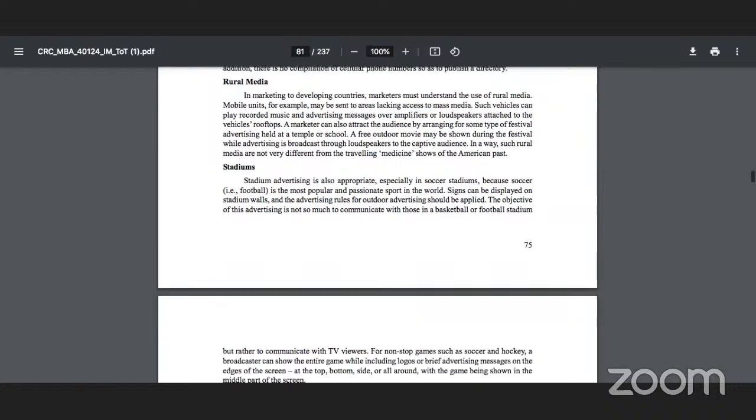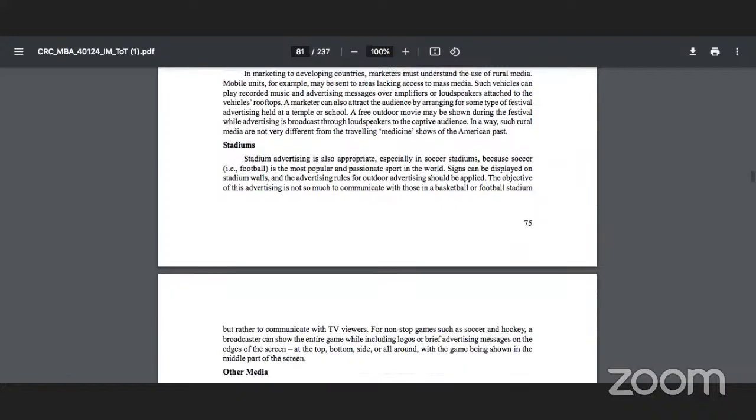In a way, such rural media are very different from the traveling medicine shows of the American past. But we don't have much of them. But we did have all these harikathas and burrakathas where a lot of media was being used during those times to also promote certain products, but in a very subtle way. What they used to do is they used to sponsor the program and carry huge vehicles or huge posters or banners they used to put up to promote their products in the guise of sponsoring this particular program or event.